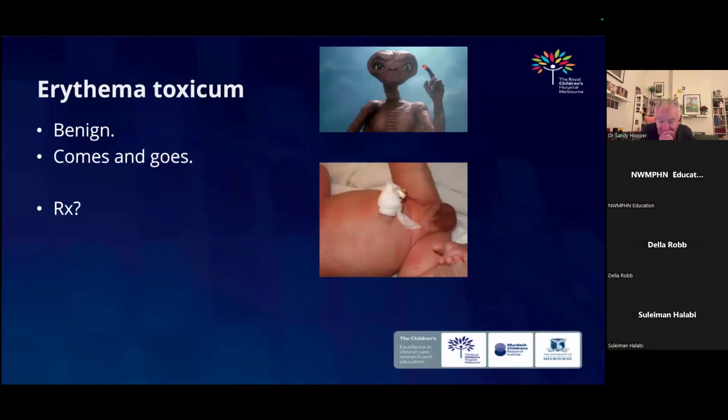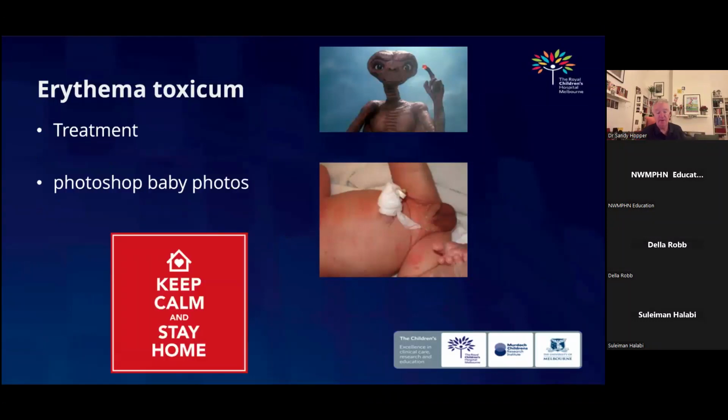Nothing. Agreed. Treatment is Photoshop the baby photos. So I agree with you all. It is self-limiting. It will come and go. And you can use just normal standard baby treatment and reassurance.